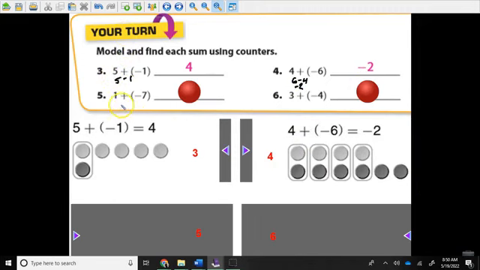Number 5, we've got 1 plus -7. We'll do 7 minus 1. Get 6. The number with the negative is bigger than the positive number. It will be -6.